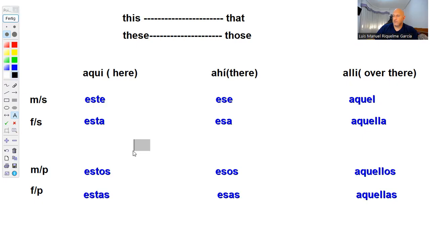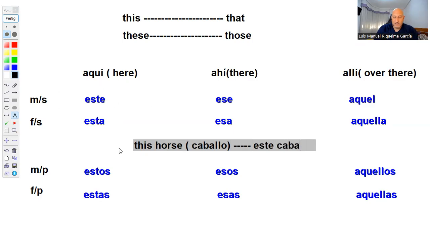For example, I'd like you to say this horse. And the word for horse is caballo. Okay, caballo is a masculine word. It's a single word and it's close. So masculine, single, close. Este caballo.